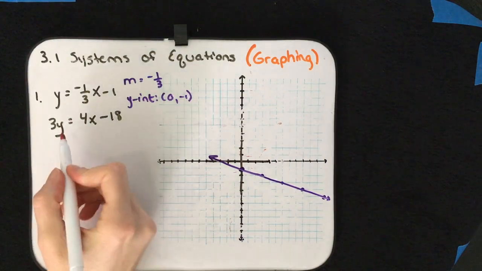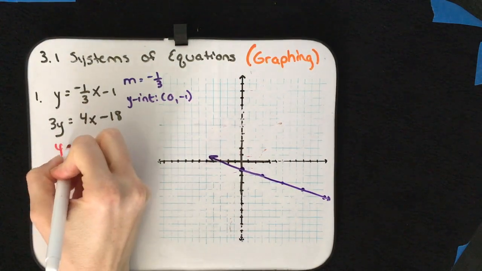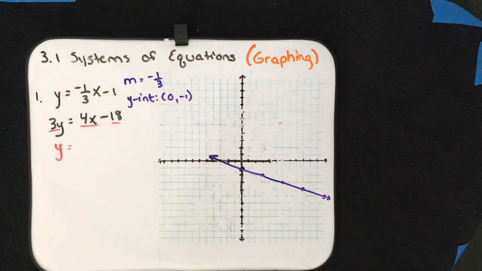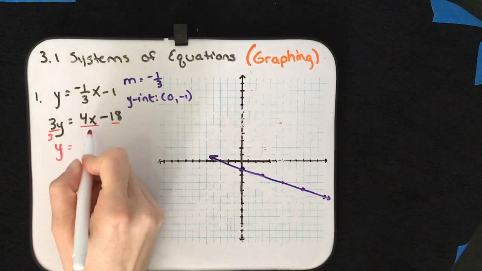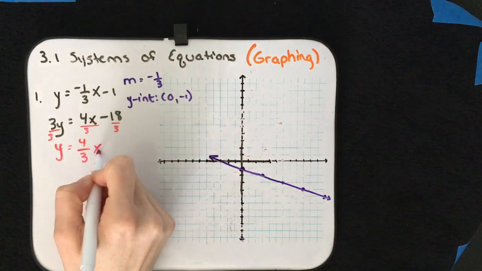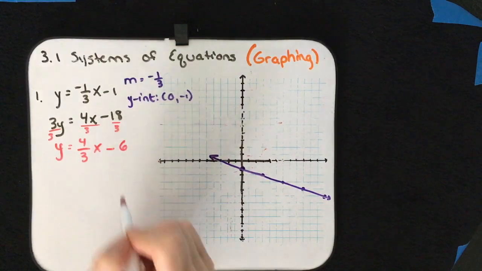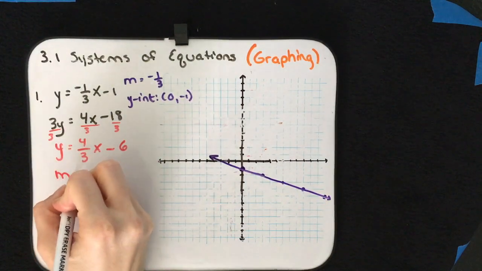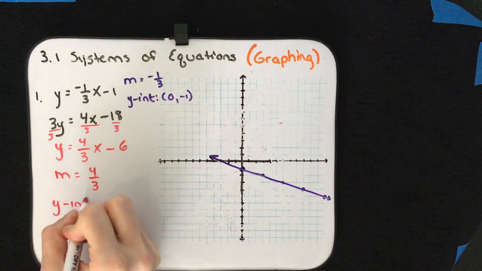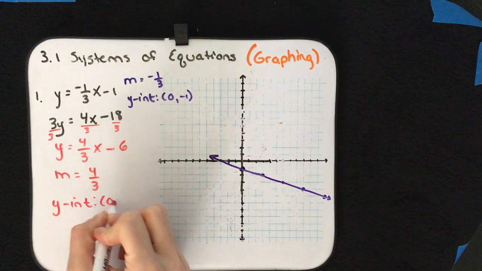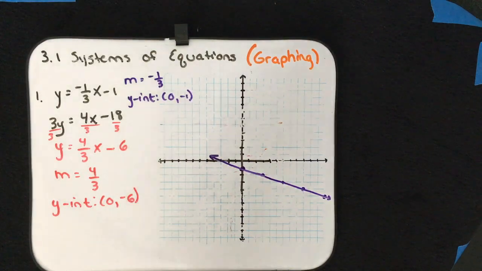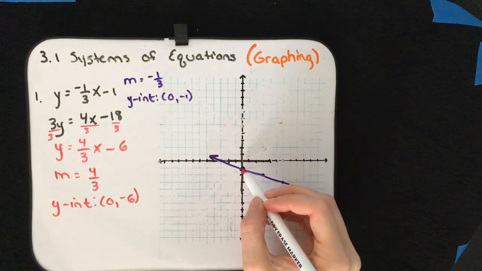In order to graph this one, we first need y equals. So to get y equals, let's divide every single piece by 3, and then we'll have y by itself. If we divide everything by 3, we have 4/3 x minus 18 divided by 3 is 6. Our slope is 4/3. Our y-intercept is 0, negative 6. So we can plot that one. So 0, negative 6 is right here.